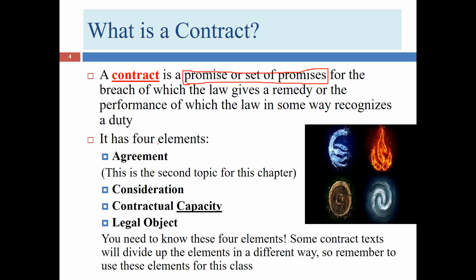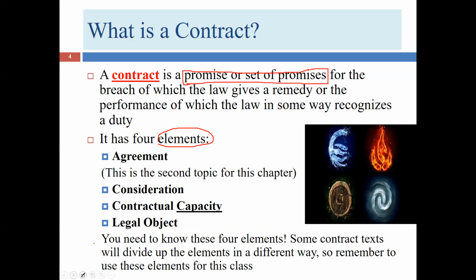We'll talk about what an element is in just a second. So let's bookmark this concept, but let's look at the 4 things we have going on in a contract. A contract has to include an agreement. A contract has to include consideration. A contract has to include contractual capacity, and it also has to include legal object.